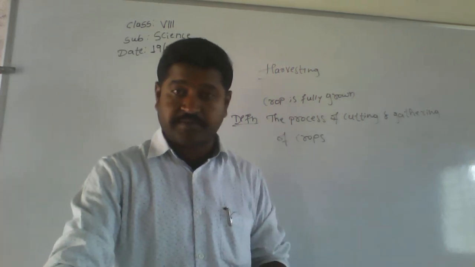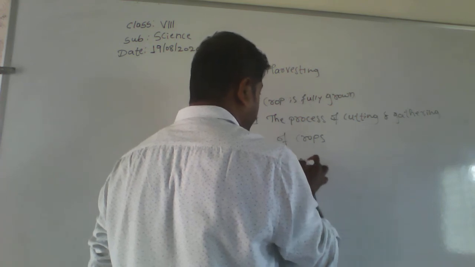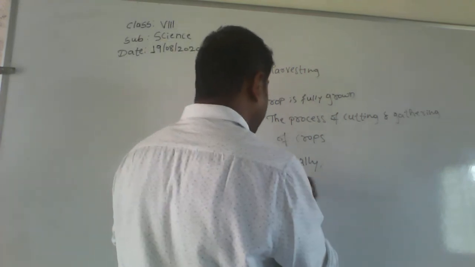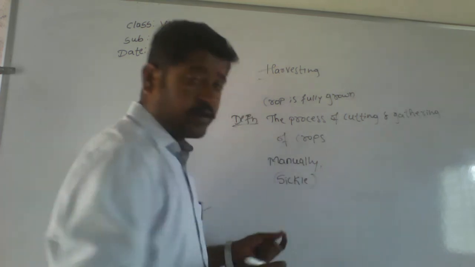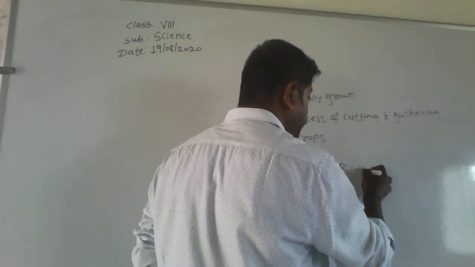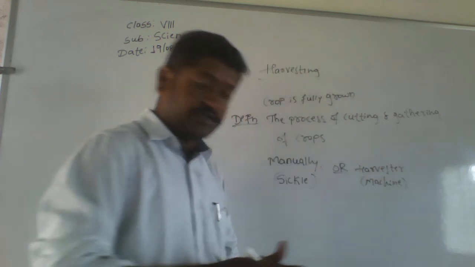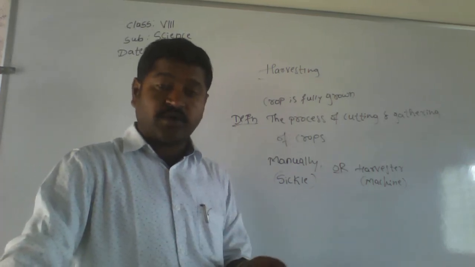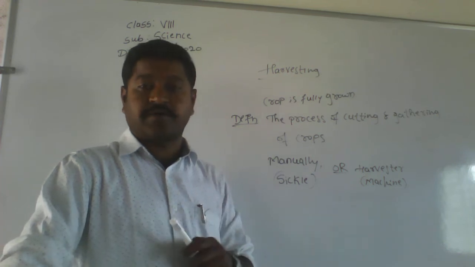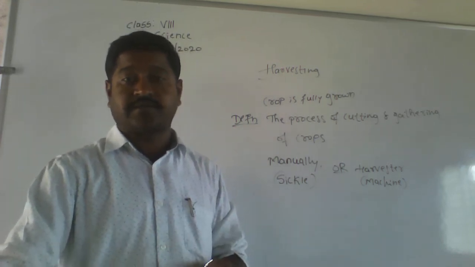Then how can this harvesting be done? It can be done manually or by a machine called a harvester. Manually, we use a sickle, right? Manually, harvesting can be done using a sickle, or it can be done by a machine called a harvester. Is this clear? In case cereal crops are harvested, then it has to be followed by threshing. As soon as harvesting is done on cereal crops, threshing has to follow. Is this clear, guys?